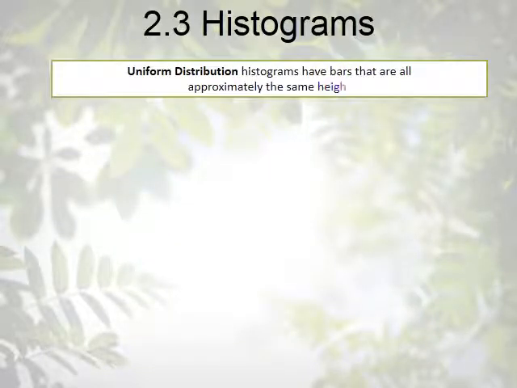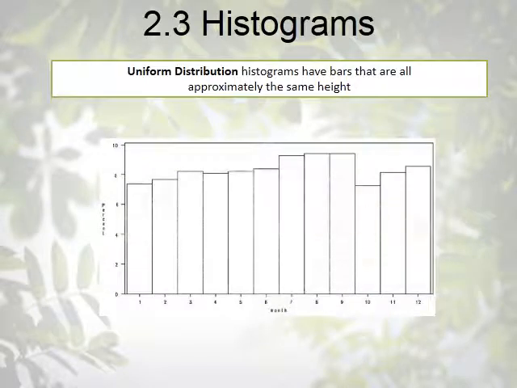A uniform distribution histogram has bars that are all approximately the same height. In other words, you should be able to draw a straight line across the top, and most of the heights of the bars will be about that. So this one is a fairly rough approximation to a uniform distribution, but I would say that this is probably fairly uniform.